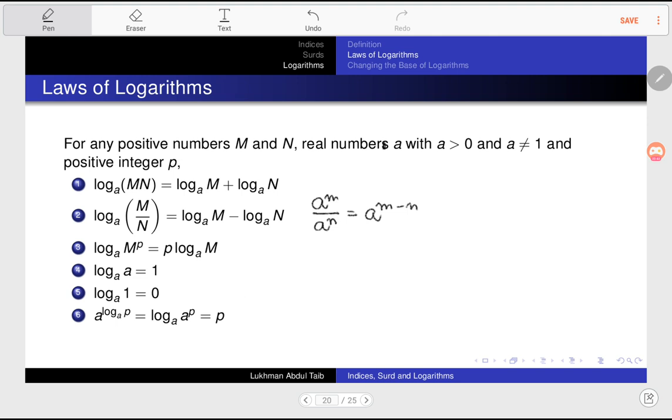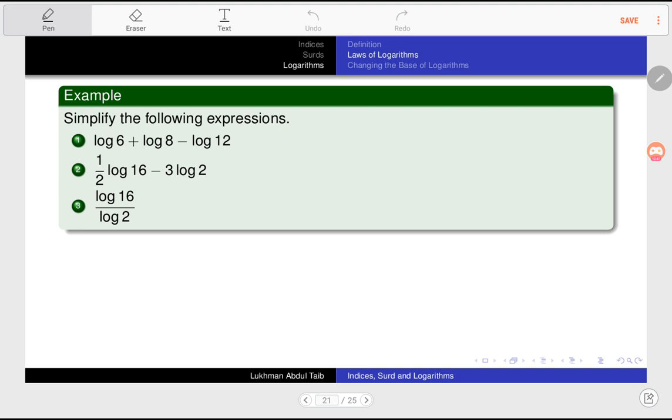The last one, we have A to the power of log P to the base A is equal to P. So the sixth rule here is important in a few circumstances. For example, when we want to eliminate log, or we want to eliminate exponential or index notation. This rule is very powerful in order for us to remove either logarithm notation or index notation, because we can see that what's left is only P, no more logarithm notation, no more index notation.